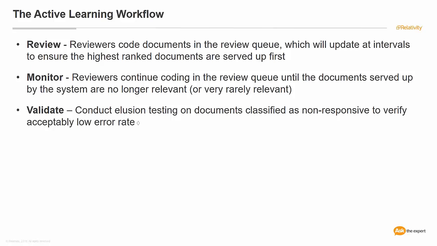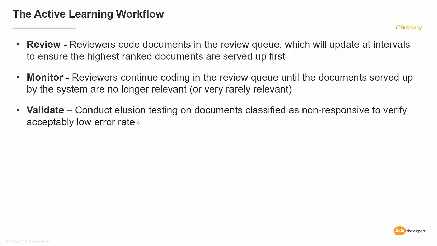When that occurs in the project, you have a decision point. You can continue to have your review team review documents in the queue, continuing to work your way through until you've essentially manually reviewed all the documents in your project. That sort of workflow would be using the active learning tool to prioritize a manual review. That's one way you could do it.